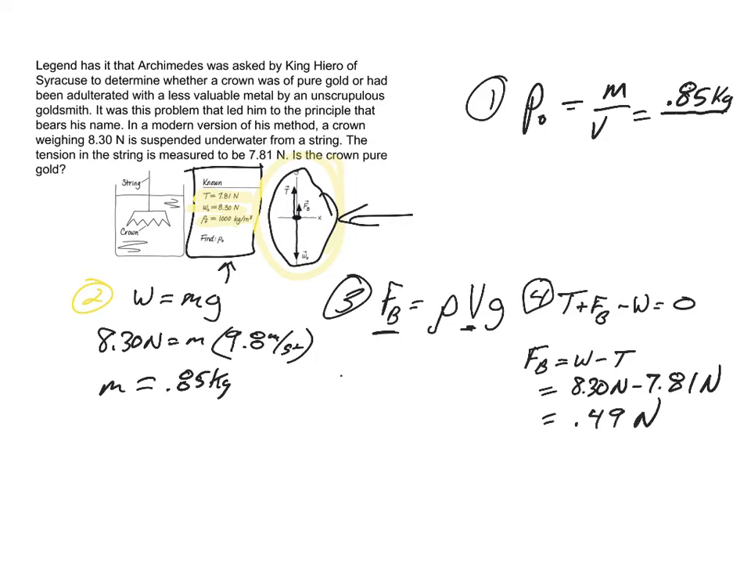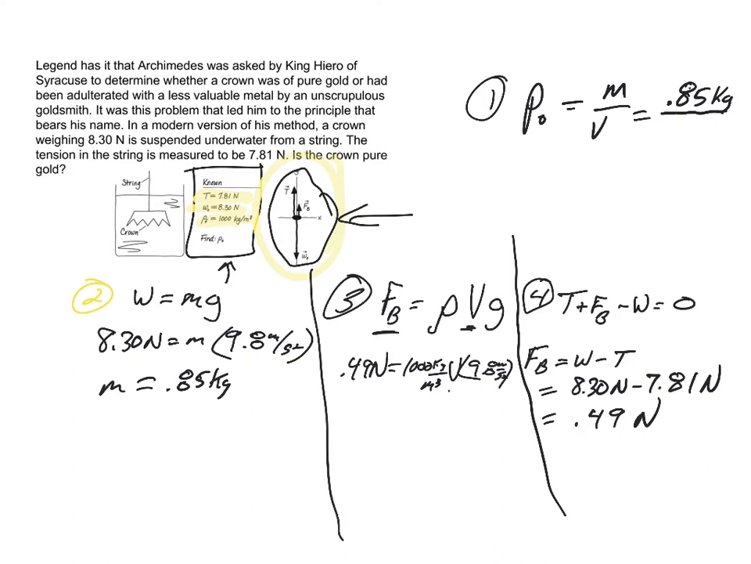All right, so now I have 0.49 newtons. I'm back to step 3. Density of the water was 1,000. V is unknown. Gravity is 9.8 meters per second squared. Let's separate these steps out. I need to solve for V. After I rearrange, V is going to equal 0.49 newtons over 1,000 kg per meter cubed, times gravity, which is still 9.8 meters per second squared.